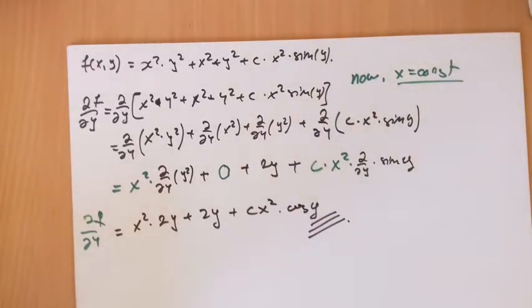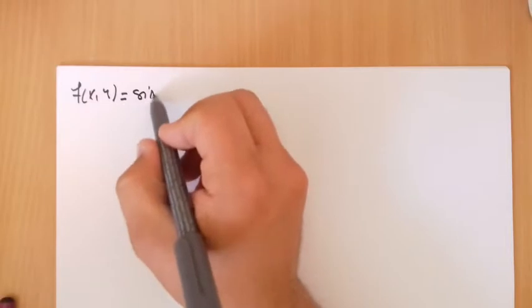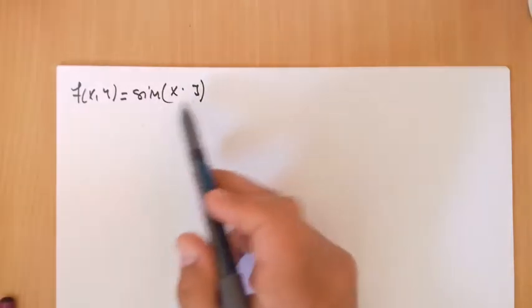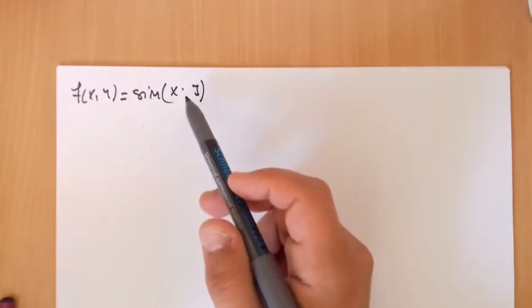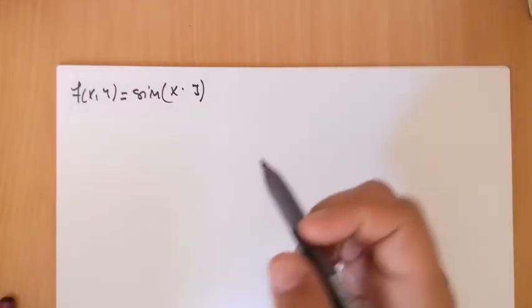Maybe I can take some other functions. For example, I can take this one. So I can do f of x, y equals sine of x times y. So the angle here is the product of two variables. So maybe sine of theta is equal to x, so theta is x times y.